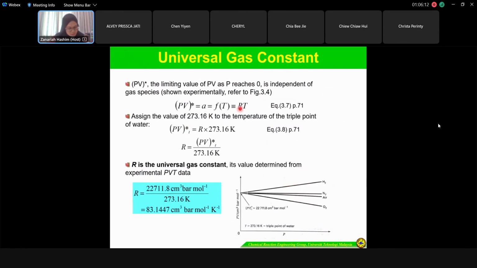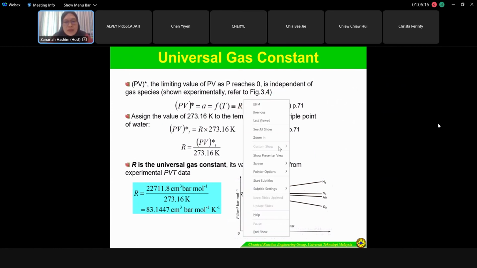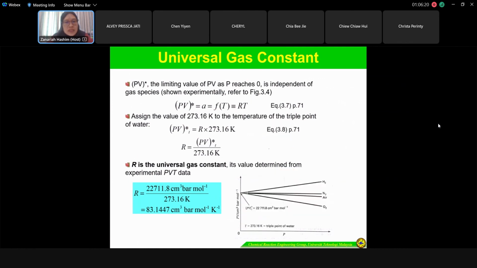Okay, next is about the universal gas constant. I'm sure you have heard about the universal gas constant, which is the R. When you have the ideal gas equation, you have this R. So R is a constant. So R is called the universal gas constant. So how do we get the value of this universal gas constant? It's actually based on experimental data.